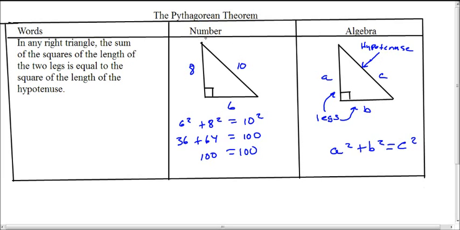So we say this is a leg, we say that this is a leg. Now we also say that there is another side that is opposite this right angle that we just drew. It's adjacent or opposite, and we call this particular side the hypotenuse, and we say that it is the longest side.